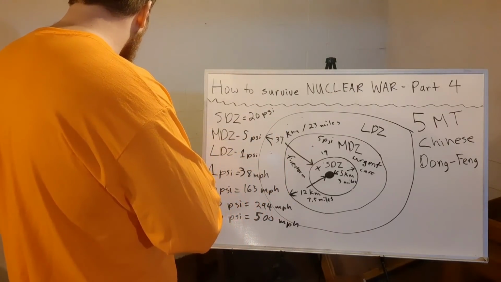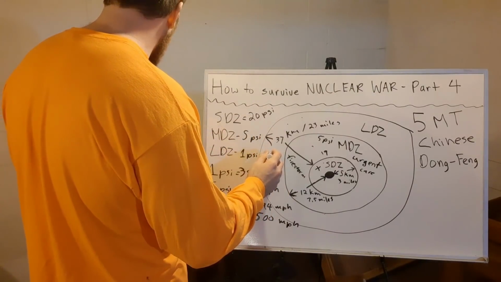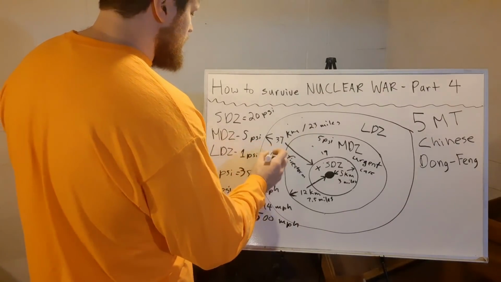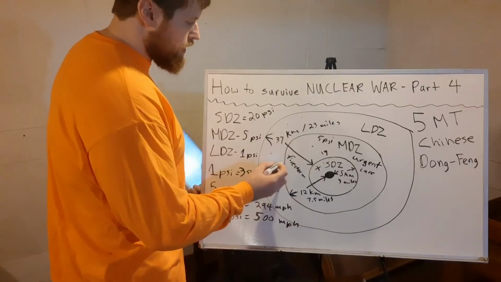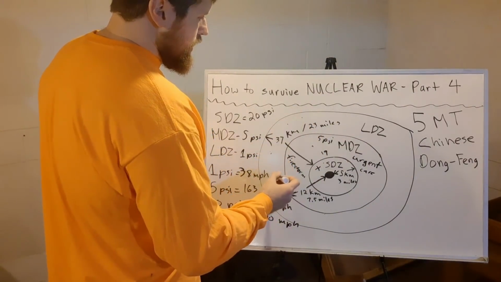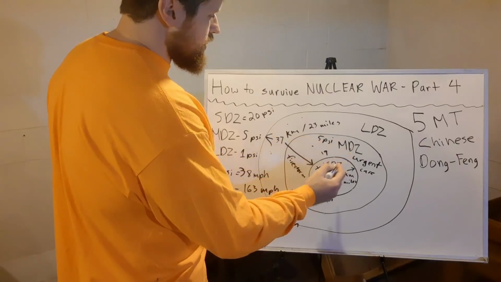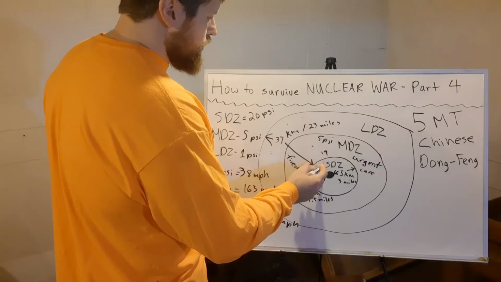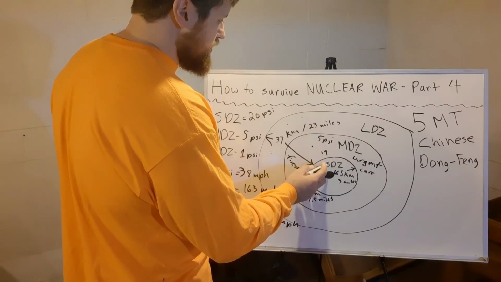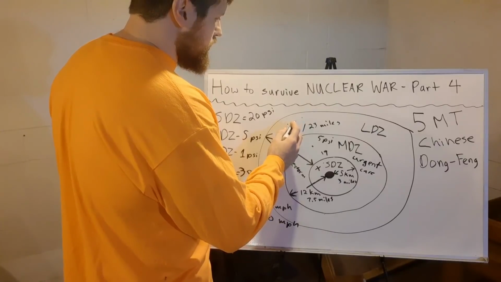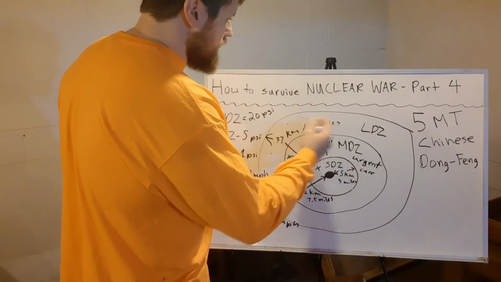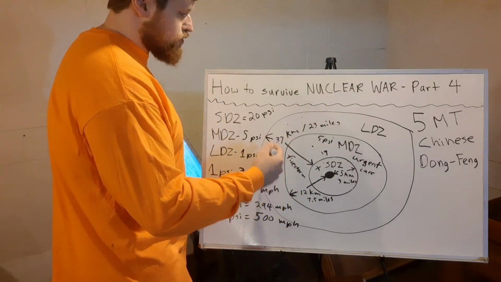The initial radiation pulse is unlikely to cause significant exposure even to those outside. So this is where you have that huge difference between the MDZ and the LDZ, just like the difference between the MDZ and the SDZ. If you're in the MDZ, you're leaps and bounds in a better situation than the SDZ. If you're in the LDZ, you're leaps and bounds better than the MDZ, because in the LDZ, you're going to have fewer fires and you're not going to have structural damage.